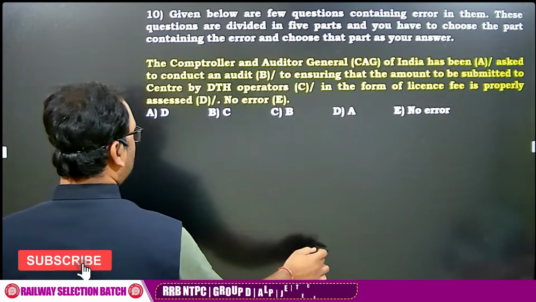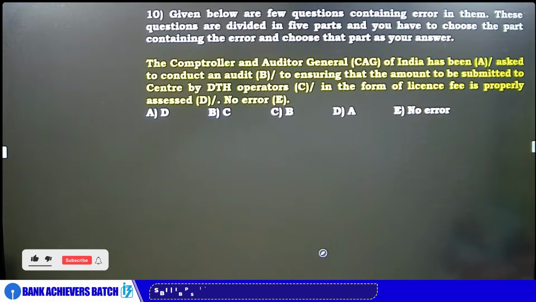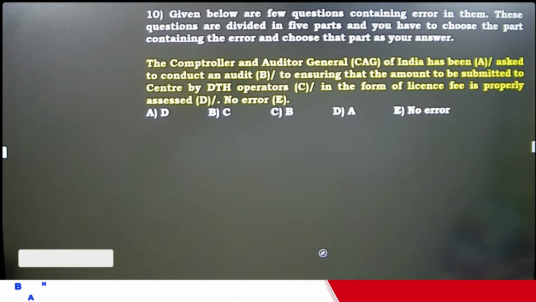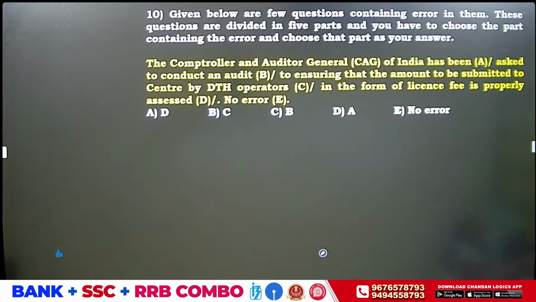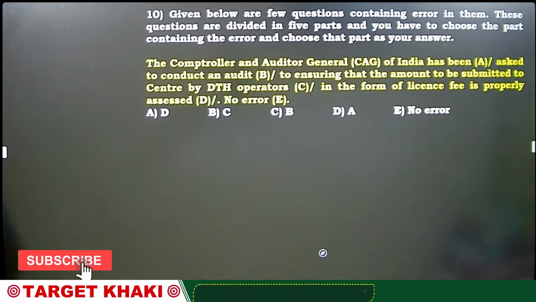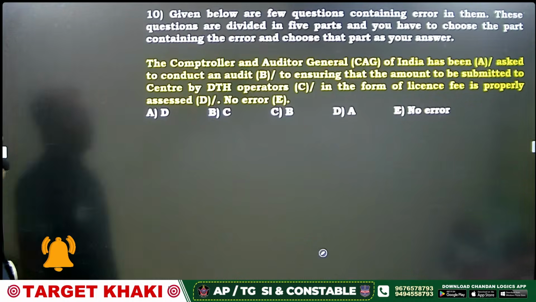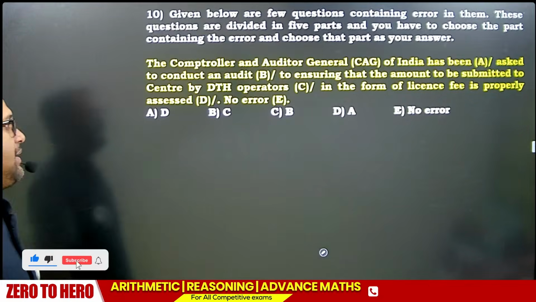No error, guys. Question number 10, can you try confidently? Waiting for your answer. The CAG of India has been asked to conduct an audit to ensuring that the amount to be submitted.